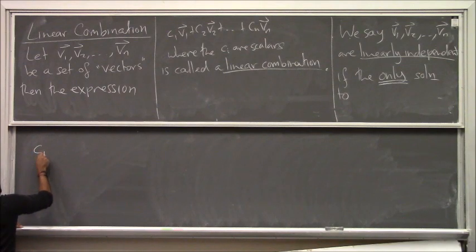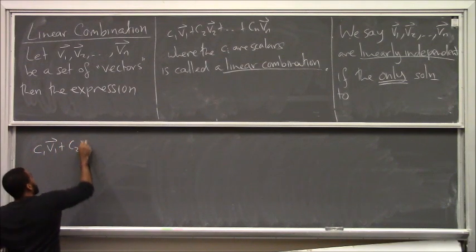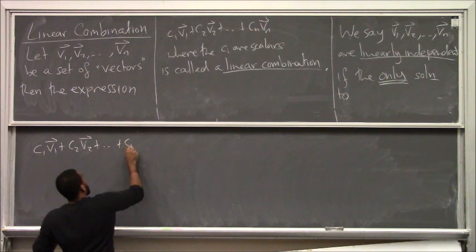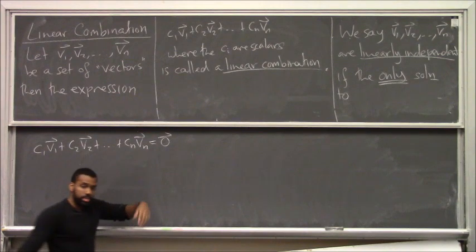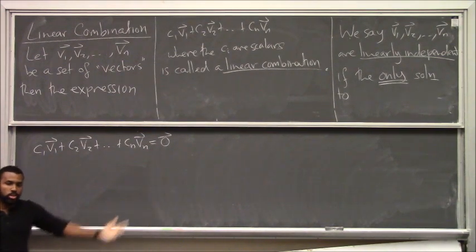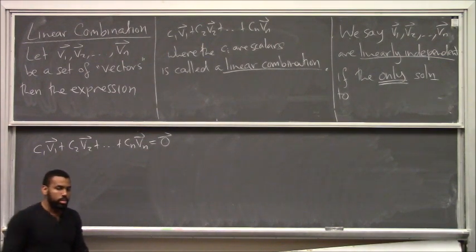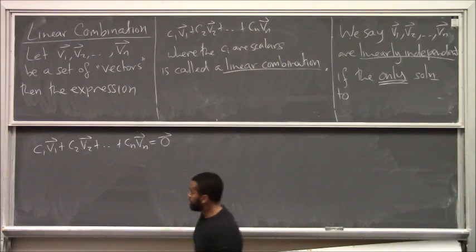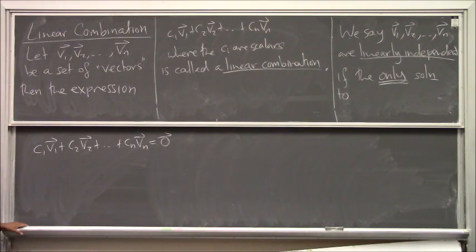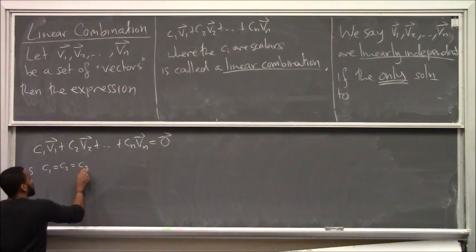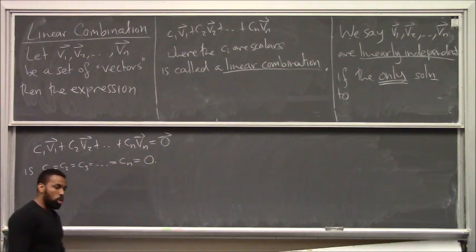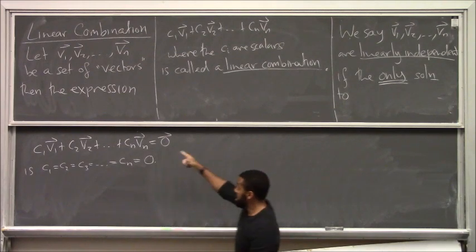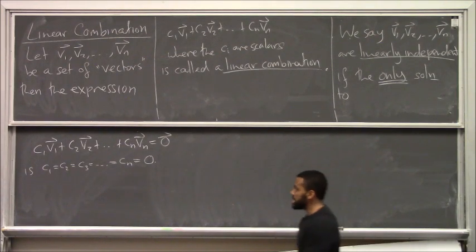So the only solution to this equation equals 0, and you can think of that in quotations. That 0 could be a 2x2 matrix with 0 entries. It could be the 0 polynomial. It could be a 5-dimensional 0 vector. You don't know. But the only solution to that is all the C's must be 0. If any one of these C's are non-zero and gets that thing to work, we say they're linearly dependent.